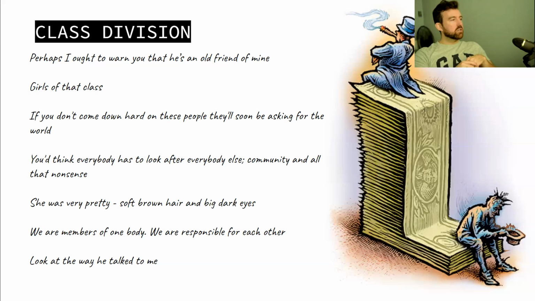Gerald says about Eva Smith, "She was very pretty, soft brown hair and big dark eyes." Now, this is an interesting one because the way that Gerald, Eric, and Sheila, and even the inspector, all talk about Eva Smith is often in terms of her looks. And so it's interesting that her value is often placed on the way she looks.